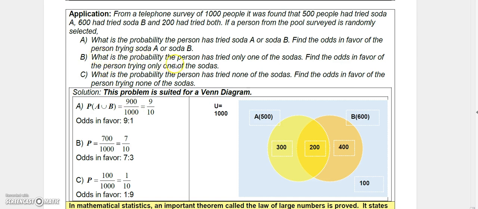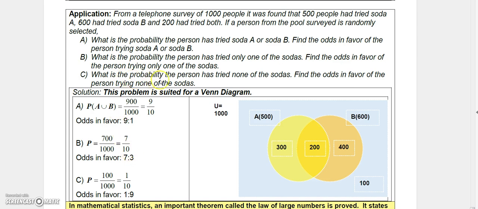Part B says, what is the probability that the person has tried only one of the sodas? Well, 300 here tried only soda A, and 400 here tried only soda B. So that's 700 out of 1,000, or 7/10. But to calculate the odds, that would be 7 to 3. So 7 ways to try the soda to the 3 ways not to try.